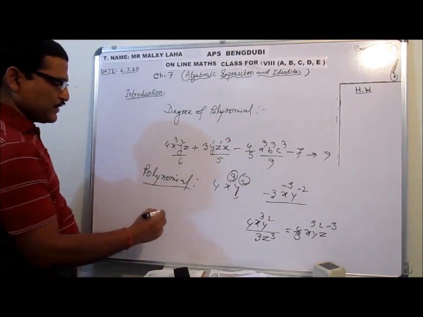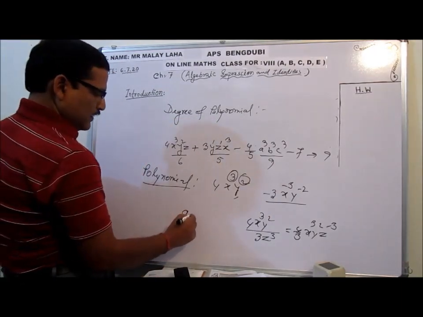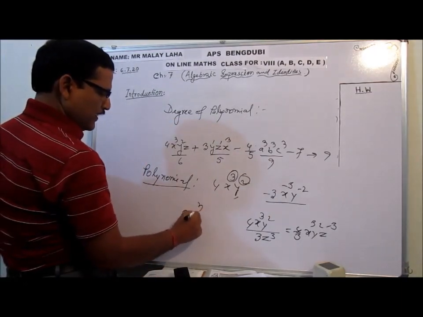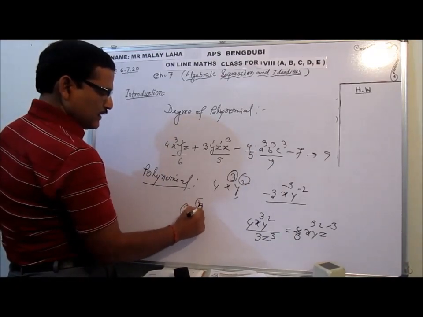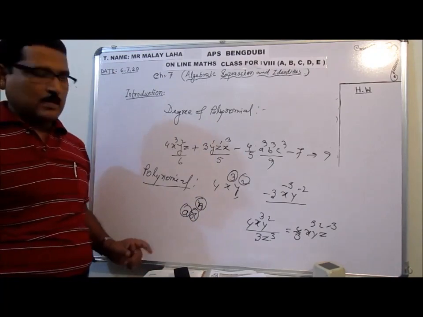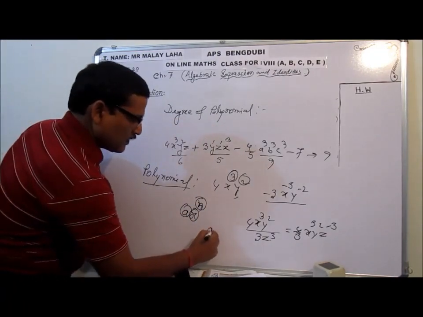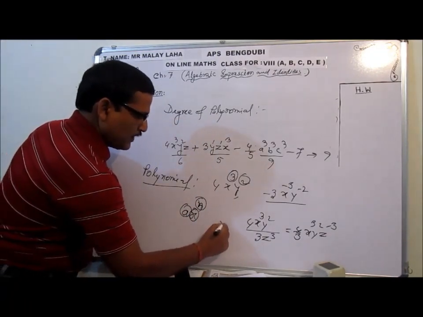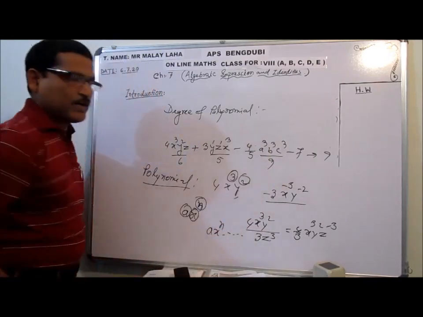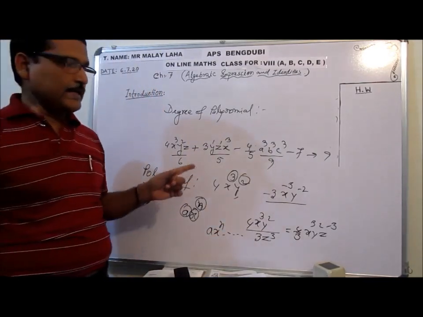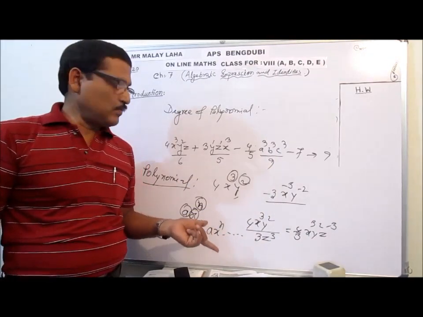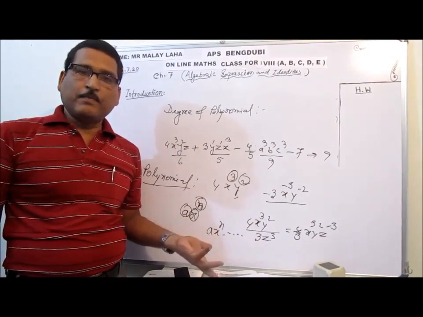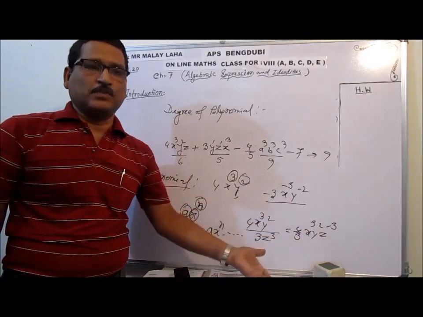And the expression we generally express as a times x raised to n, where a is a rational number, x is the variable, and the power n is a positive number. This is the order. So a polynomial, an expression, may consist of one term, a single term itself is a polynomial, and many terms together are also a polynomial.